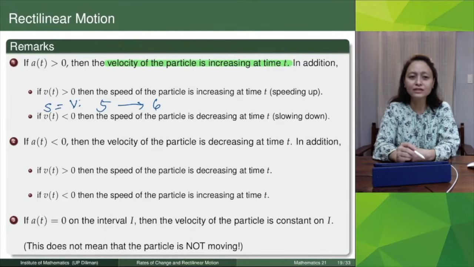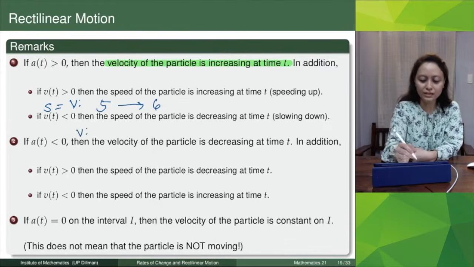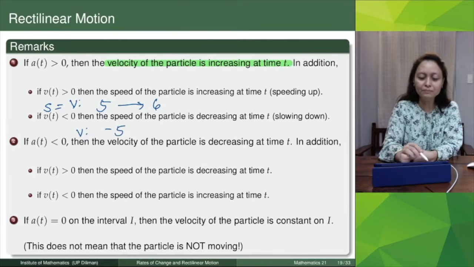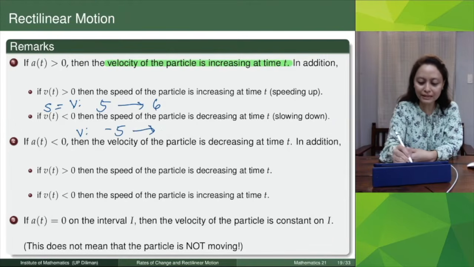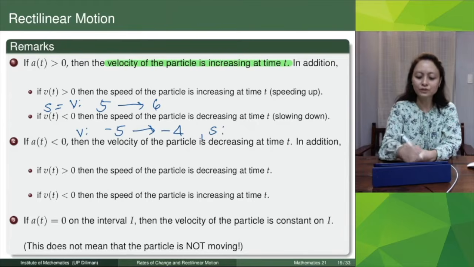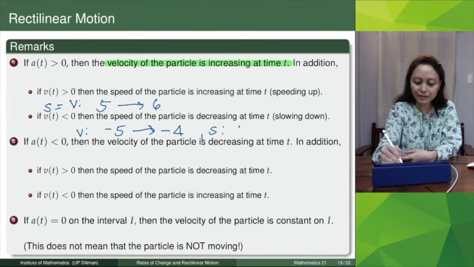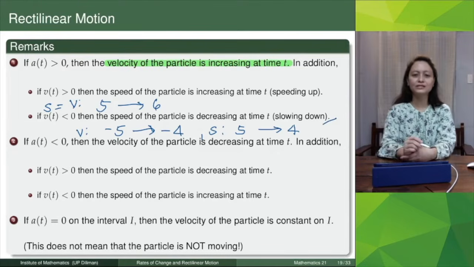On the other hand, if the velocity is negative, for example negative 5, and the acceleration is positive, the velocity of the particle is increasing. A number greater than negative 5 is, say, negative 4. So, the velocity is increasing. But the speed is the absolute value of the velocity, so the speed changed from 5 to 4. The absolute value of the velocity decreased from 5 to 4. Therefore, we say that the particle is slowing down.